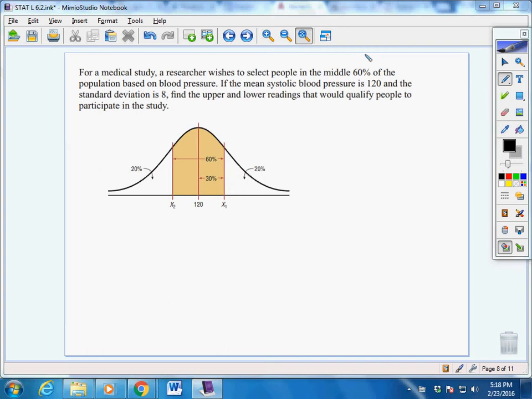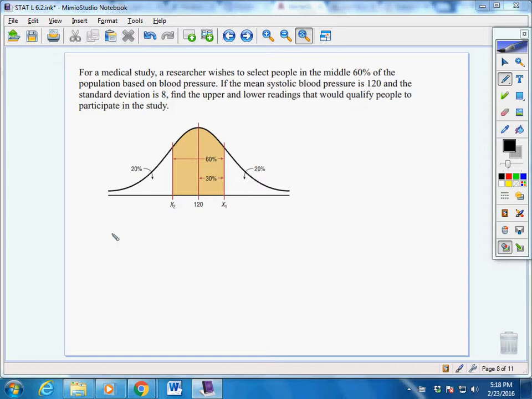The tricky part when trying to work backwards to find a value is making sure we understand what numbers we're supposed to use. And that's what we're going to practice in this example. It says, for a medical study, a researcher wishes to select people in the middle 60% of a population based on blood pressure. If the mean systolic blood pressure is 120 and the standard deviation is 8, find the upper and lower readings that would qualify people to participate in the study.